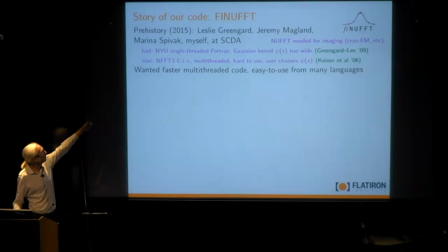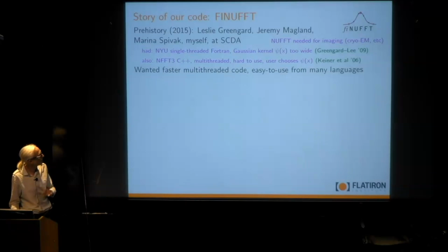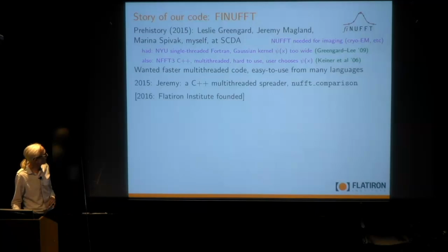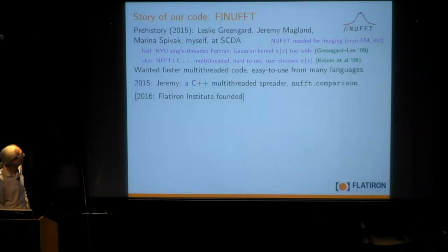And then there's a German code called NFFT3, which was multi-threaded but hard to use, and the user gets to choose the kernel, and why should they? So we wanted a multi-threaded code that we could use from many languages, and that's fast. Okay, so Jeremy started that project and wrote a spreader and a comparison of a couple of codes. 2016, Flatiron Institute founded. Just to put this in perspective of where we are. This is why this was early.